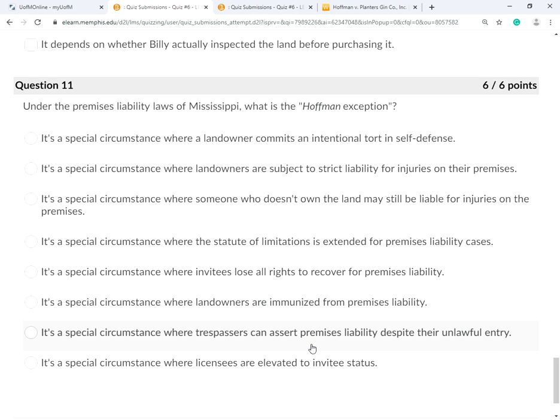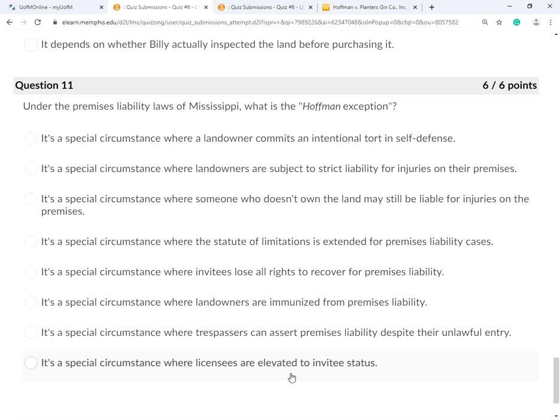The next answer here: it's a special circumstance where trespassers can assert premises liability despite their unlawful entry. And that's true in the case of a trespasser, but in this case, they were invitees onto the property. And we know already from statute, like I said, that a trespasser has a certain right to not be hurt, even though they're on your land illegally. They still have certain rights that you can't willfully or wantonly harm them.